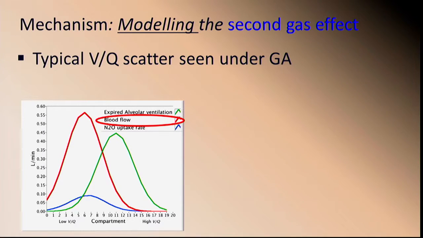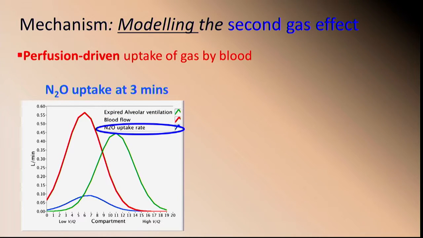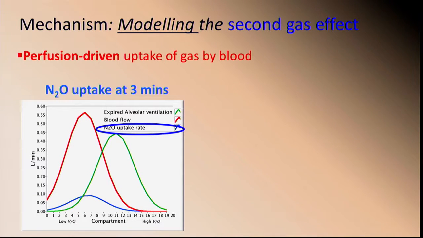So the ventilation's going to the right, the blood flow is going to the left. These are the high VQ compartments, these are the low VQ compartments. Now the uptake of nitrous oxide is distributed, that's the blue curve at the bottom. I haven't made this up, this is what the model generates when you compute all those. This is 20 compartments that we're modelling here. And you can see that the nitrous oxide uptake distribution follows blood flow very, very closely.